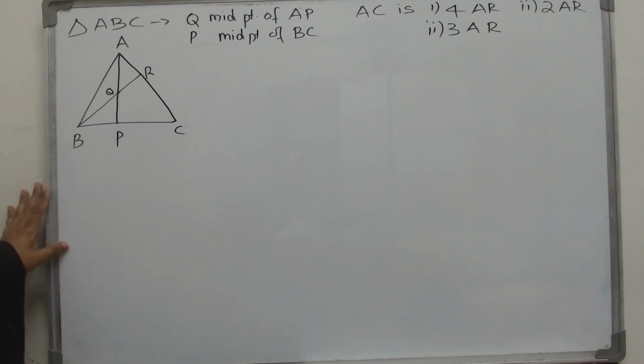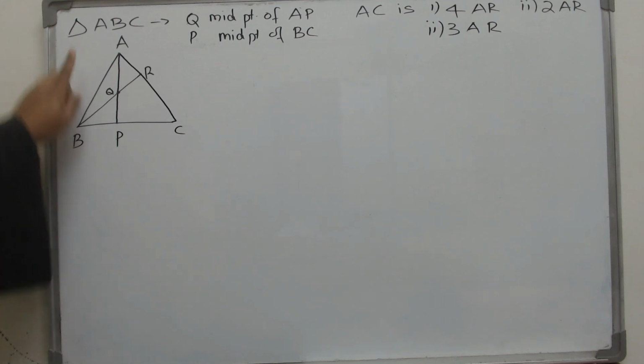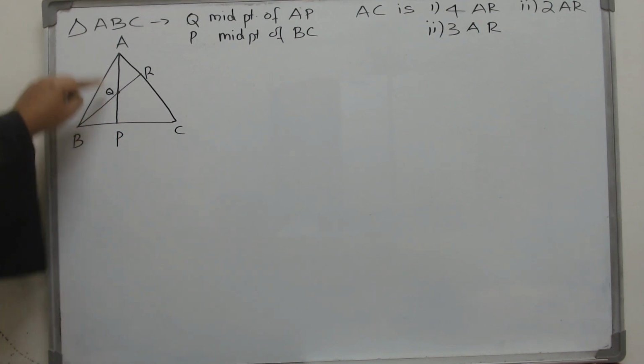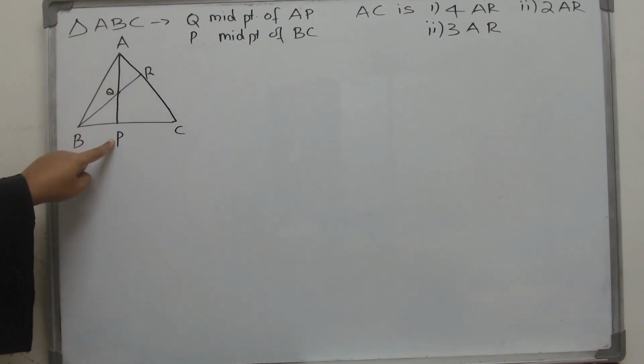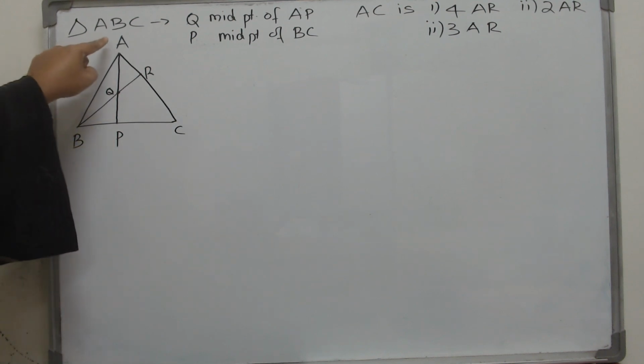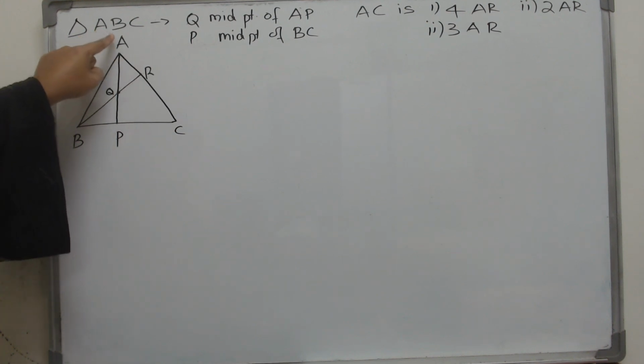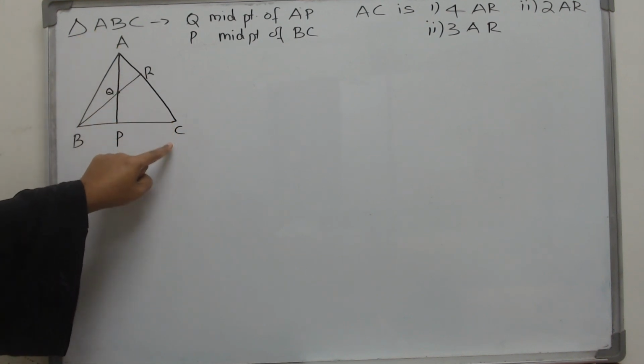Here we have a triangle ABC. P is the midpoint of BC. Q is the midpoint of AP, and what we have to find is about this line segment here, AR. How is this AR related to this line segment AC?